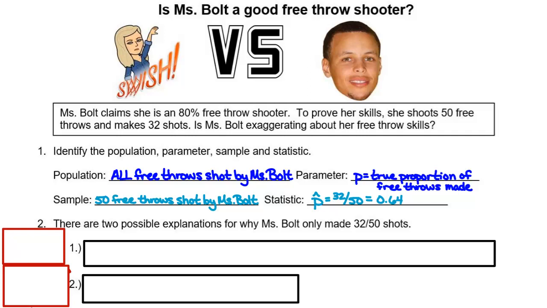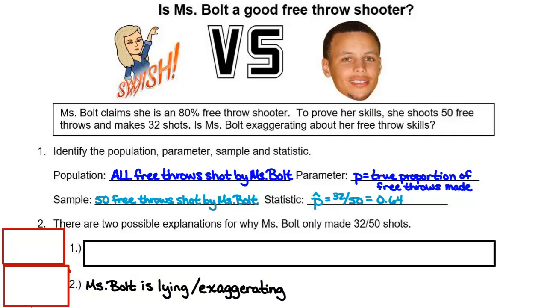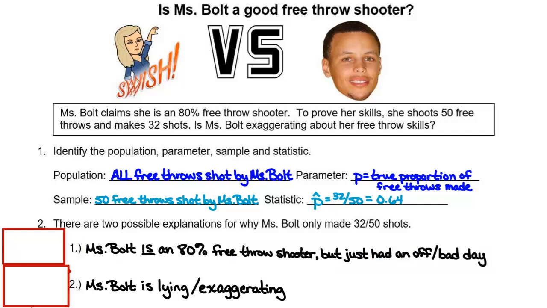So what could account for the discrepancy between what I claim and what happened? Lying, okay. Or we're going to be nice to me and call it exaggerating. So I could be lying or exaggerating. What's the other possible reason that this could have happened? Yeah, I just had an off day. I had a bad day. My thumb hurt. I couldn't shoot that well. So those are our two possible reasons for why I only shot 64% on this day.